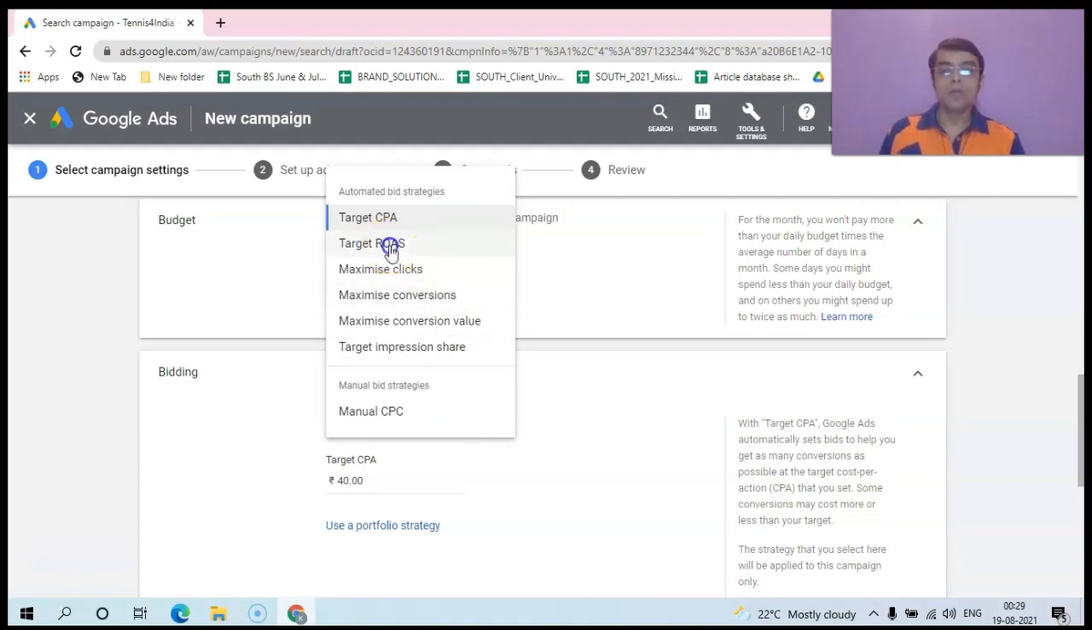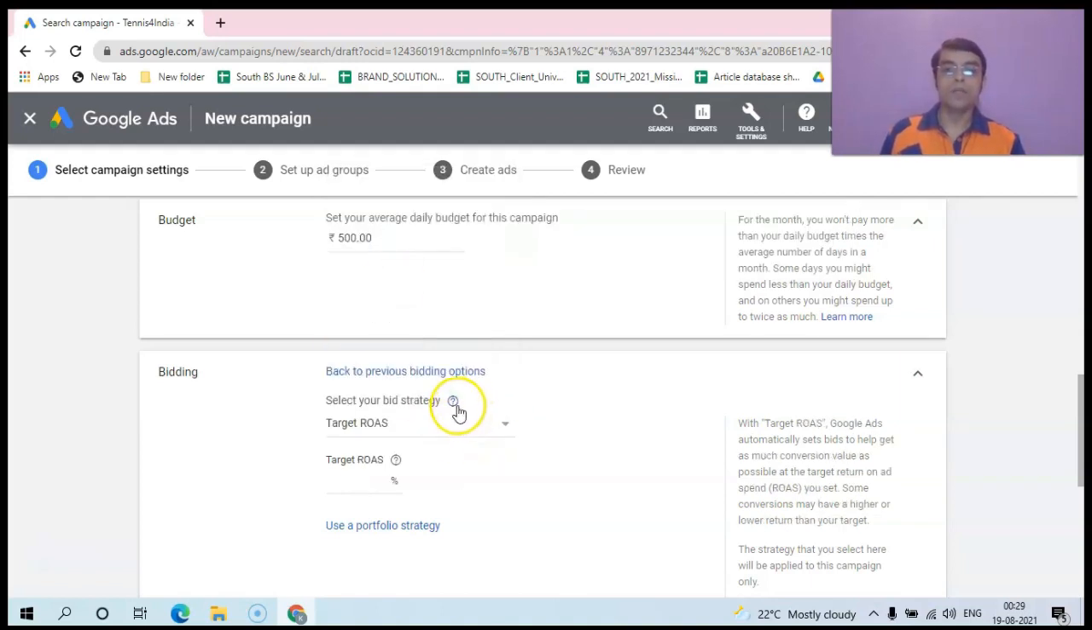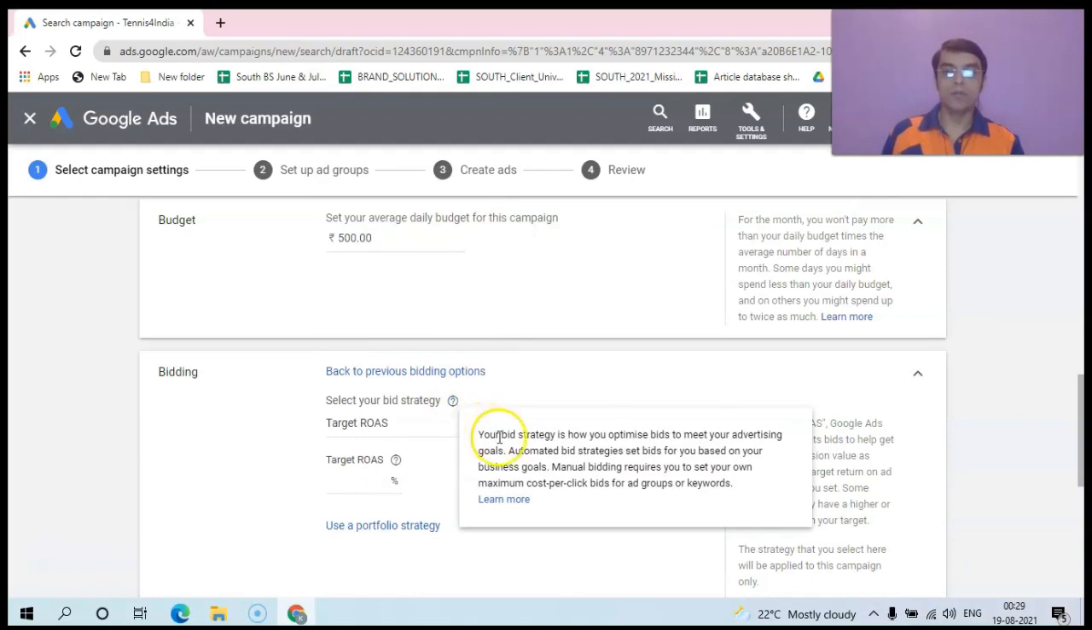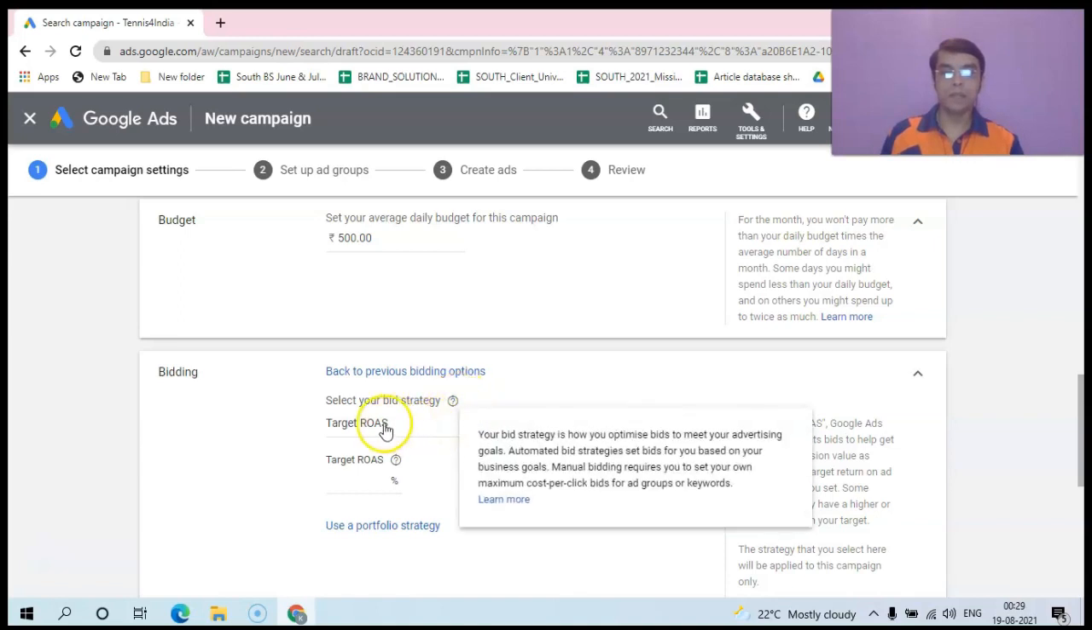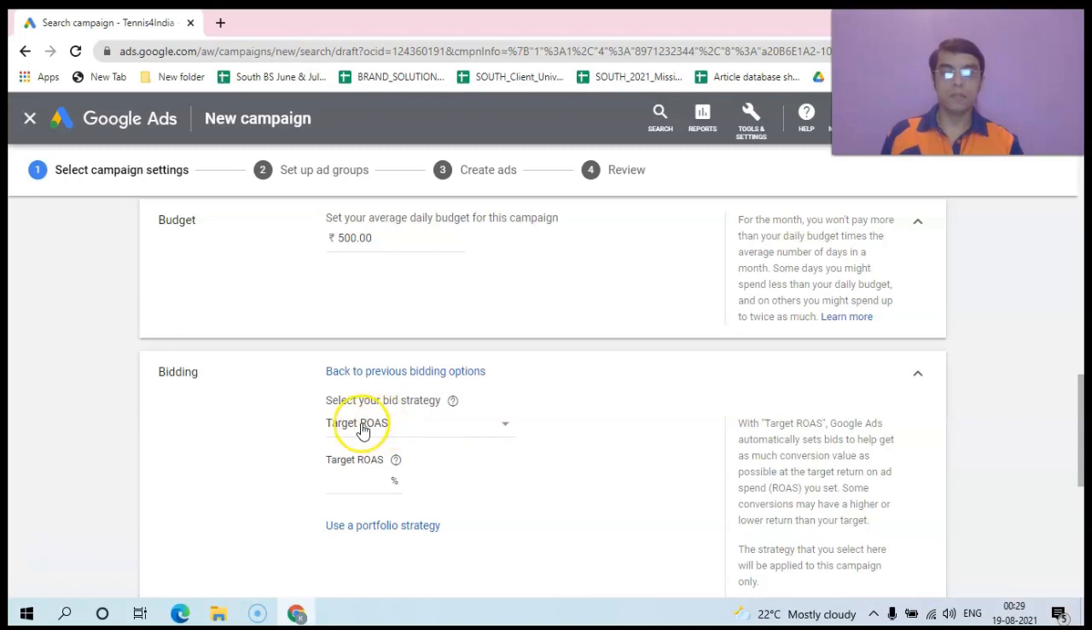Now, what is target ROAS? Target ROAS is target return on ad spend. As it says, your bid strategy is how you optimize bids to meet your advertising goals. This is the definition: with target ROAS, Google Ads automatically sets bids to help get as much conversion value as possible at the target return on ad spend.